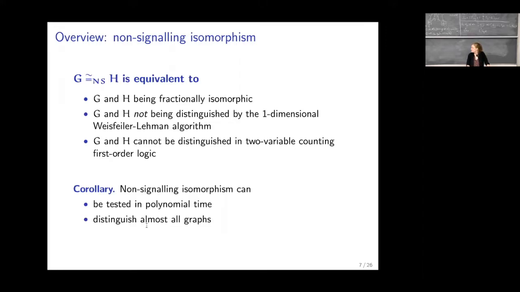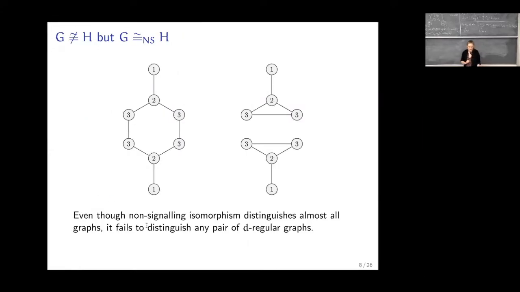So these last two bullet points are pretty good, right? But there are also shortcomings. Non-signaling isomorphism does not distinguish these two graphs, which are very different. One is connected, the other one is not. And more generally, if you have any pair of D-regular graphs, it is going to fail to distinguish. All right, but as far as non-signaling isomorphism goes, we have sort of understood it because we have shown that it's equivalent to the fractional one.